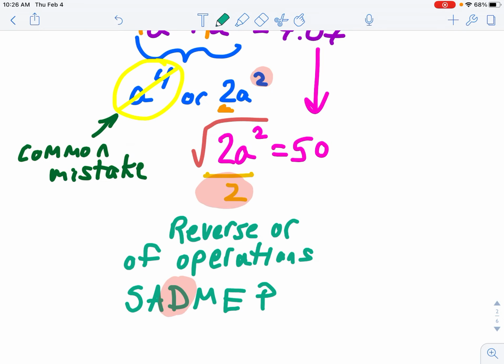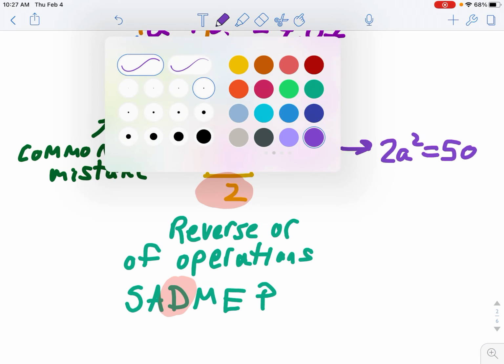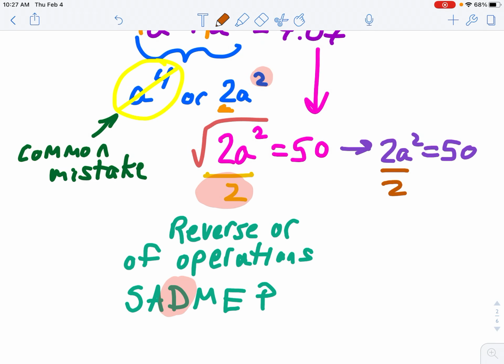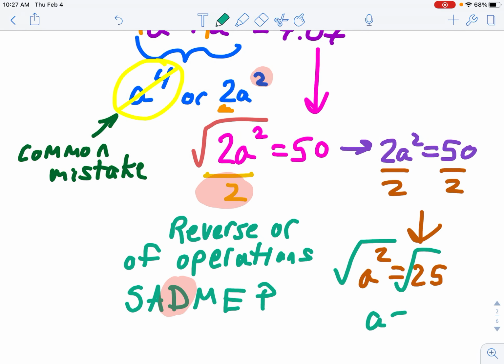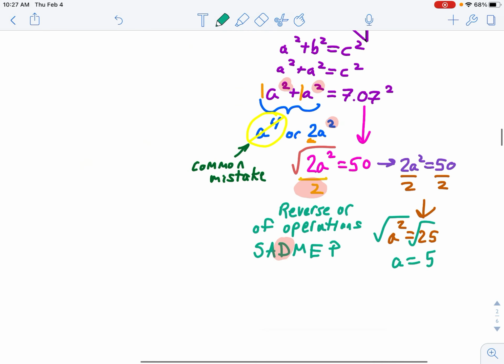All right, so let's again rewrite this, kind of a cluster going on. But we have 2a squared equals 50. We do the reverse order of operations, which is going to say divide by 2. And look how nice and clean and crisp this comes. A squared equals 25. Take the square root of both sides, and a equals 5.